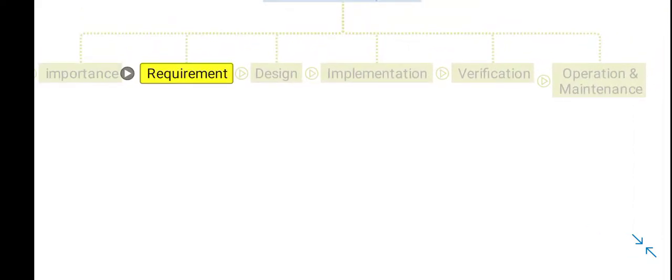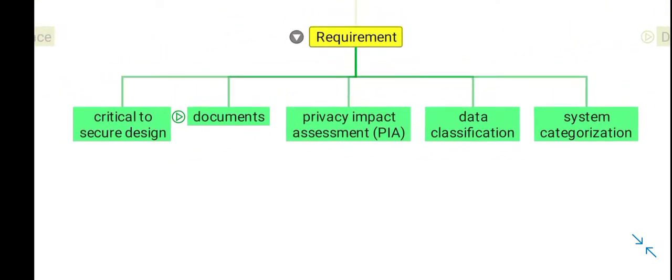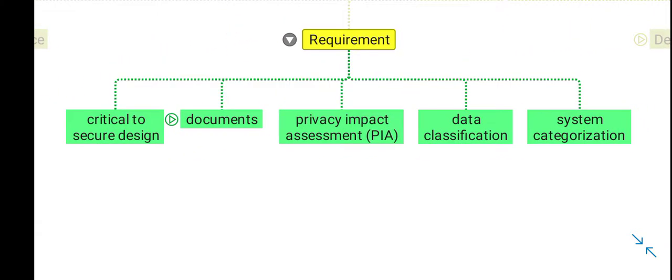Now, the first phase of the software development lifecycle is requirement gathering. In this phase, it is very critical to audit the requirements, or all the processes involved in gathering the requirements, because it will ensure the secure design of the application.